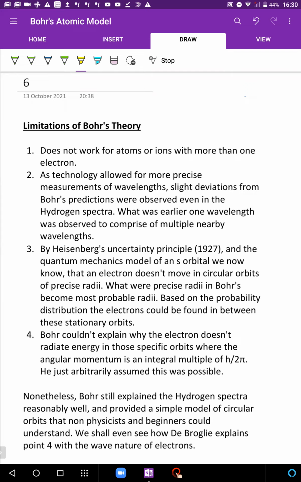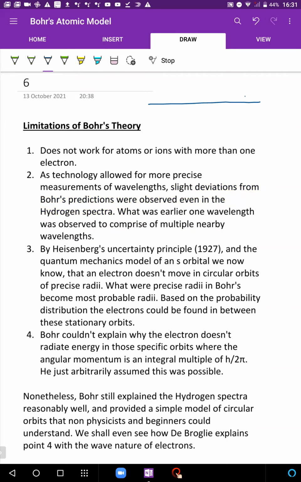I saw this in the HCV. So it said that as technology nowadays has allowed for more precise measurements of wavelengths, slight deviations from Bohr's predictions were observed even in the hydrogen spectra. What was earlier one wavelength was observed to comprise multiple nearby wavelengths. Matlab, just to explain what that meant, let's just take for example what people knew as a particular line in the Lyman series.